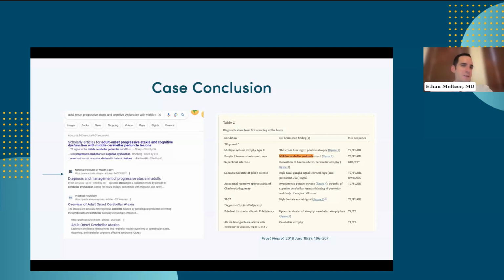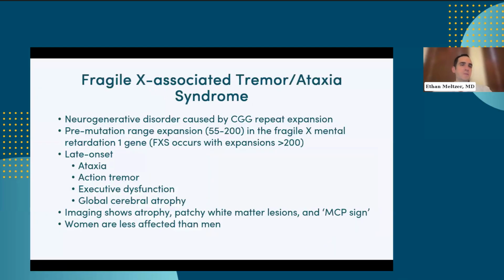And if you just do a control F in the paper, it takes you to, oh, there's this syndrome, Fragile X tremor ataxia syndrome, that is commonly associated with the middle cerebellar peduncle sign. And so ultimately, that is the answer to this case, and I'll wrap it up.